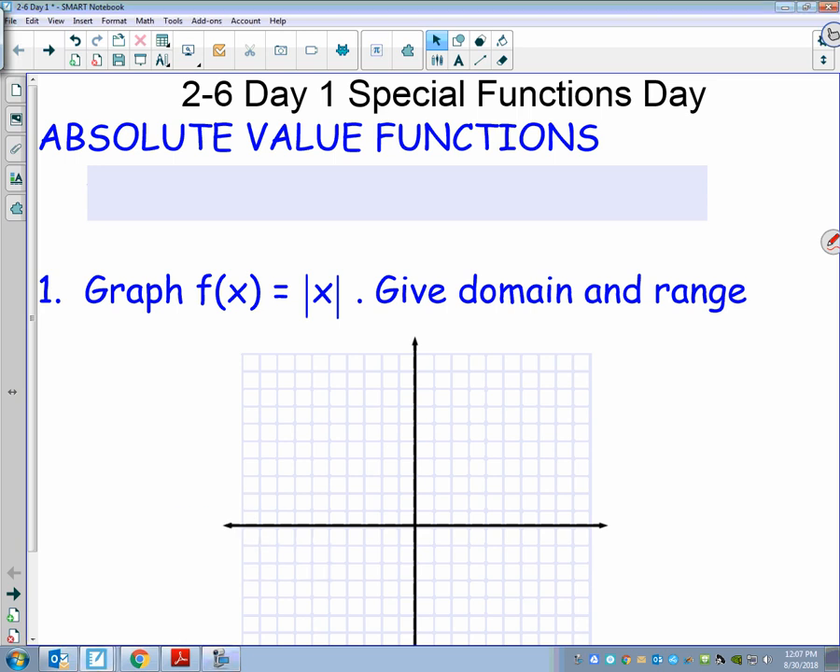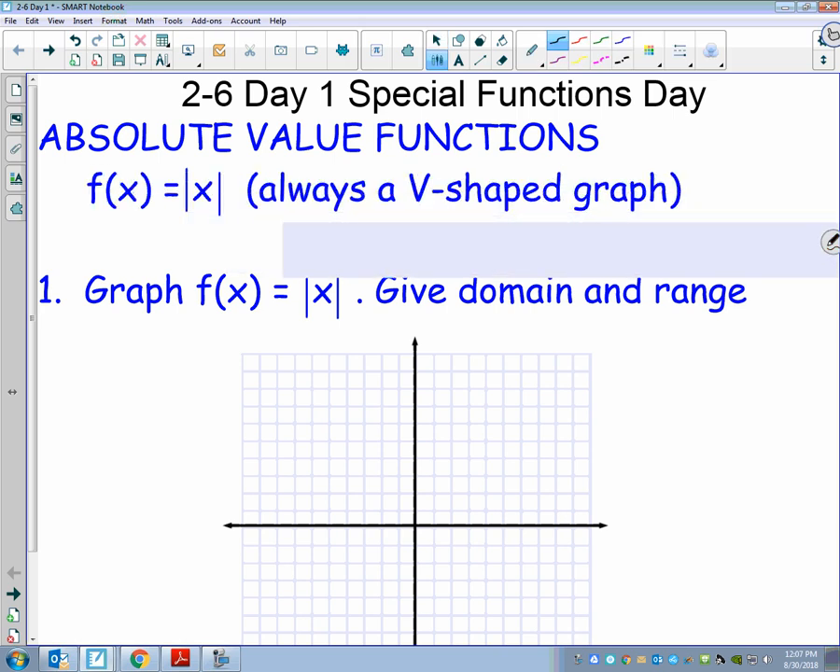Okay, so section 2.6 is called special functions, which are just going to be functions that look a little different. The first one is an absolute value function. Remember that absolute value is always positive. When you graph an absolute value function, it just has absolute value bars in it. This is what I call the parent graph because it's just the absolute value of x, and it's always going to be a V-shaped graph.